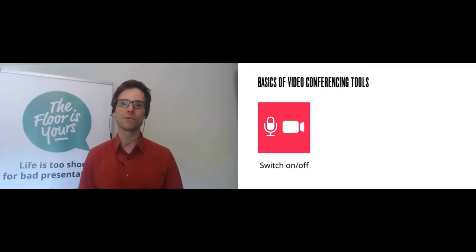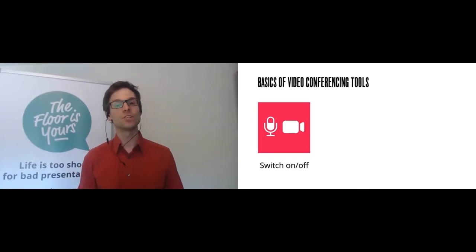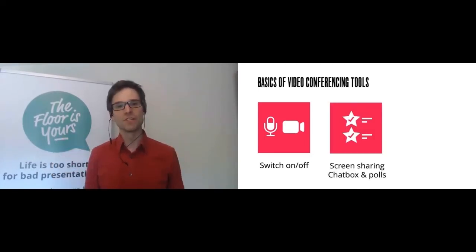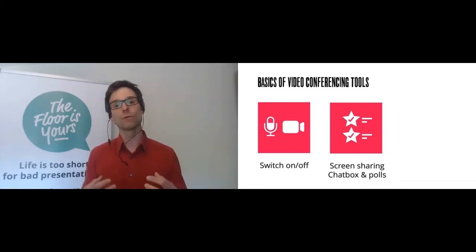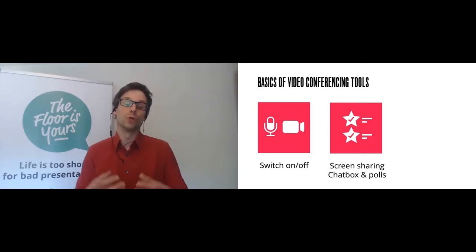So in the video conferencing tool, have a look at how to turn off the camera and the sound of the participants. The second thing you can look at are features. The tools have a bunch of features, but these are the most essential. The first one is screen sharing. Try to look for a tool that enables you to share your screen or to show your PowerPoint.